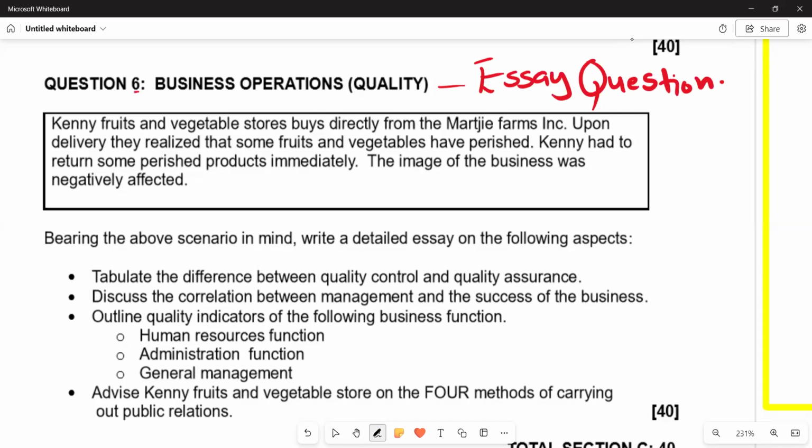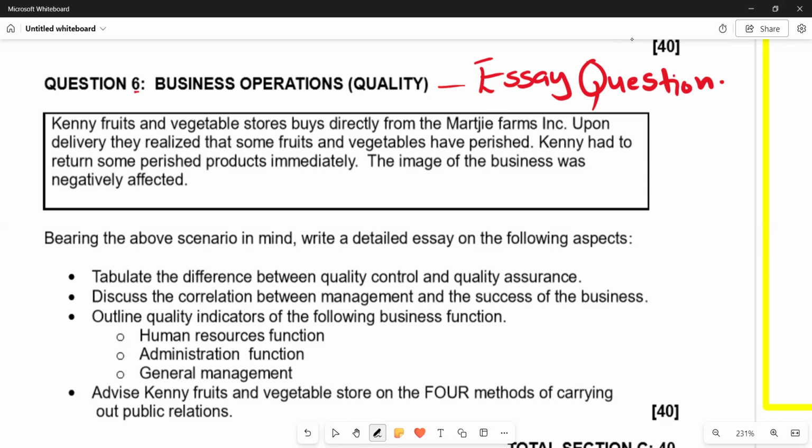So we're going to go through the extract that we are given there, which reads, "Candy fruits and vegetable stores buys directly from Margie Farms Incorporation. Upon delivery, they realized that some fruits and vegetables have perished. Kenny had to return some perished products immediately. The image of the business was negatively affected." So this is the extract that we are given.